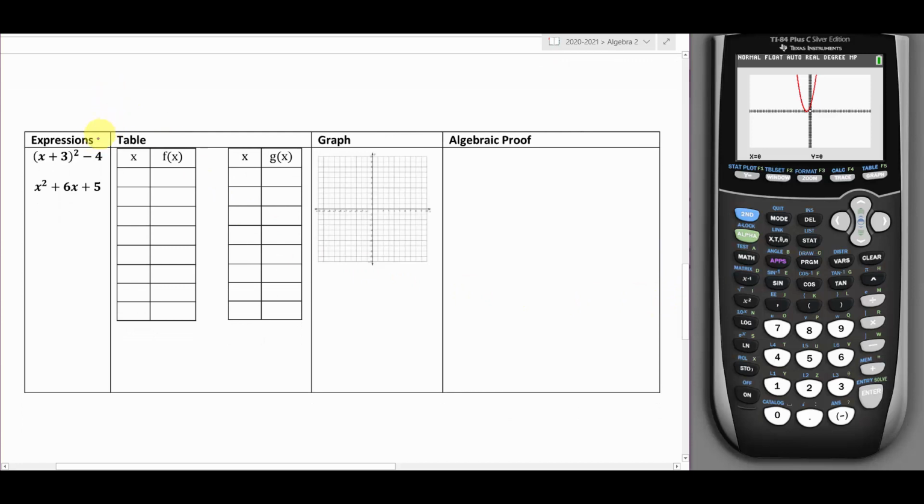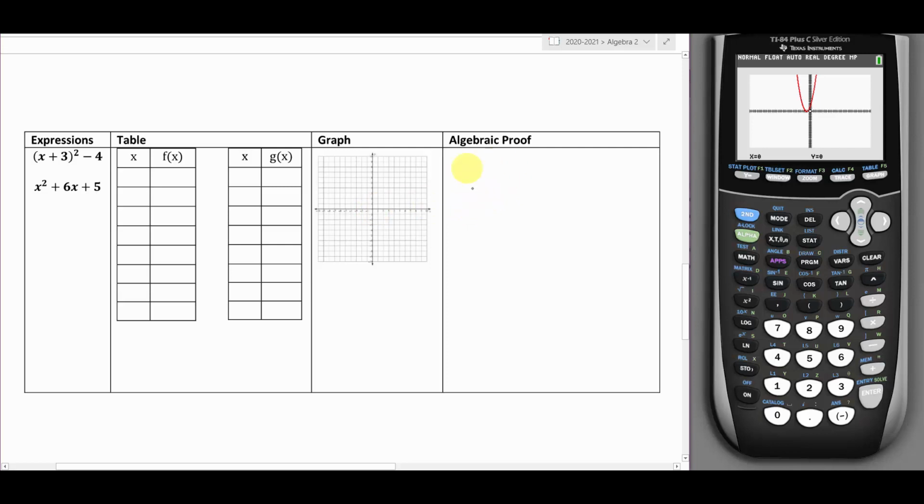All right, so again, just to summarize what we're doing. We're starting with two expressions. I just want to show whether or not they are equivalent. So we're going to start with the table. And I put a little picture of the graph here. You don't actually have to graph by hand. Just use your calculator to verify that the graphs are the same or different. And then show me an algebraic proof.